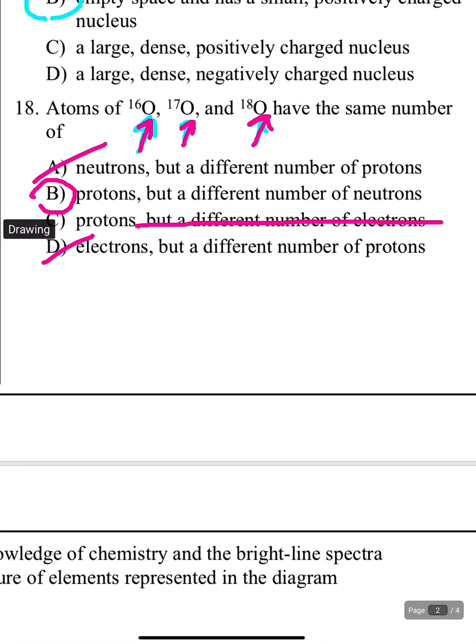We're talking about an isotope, same number of protons, and they also have the same number of electrons. The only thing that is changing is the number of neutrons.